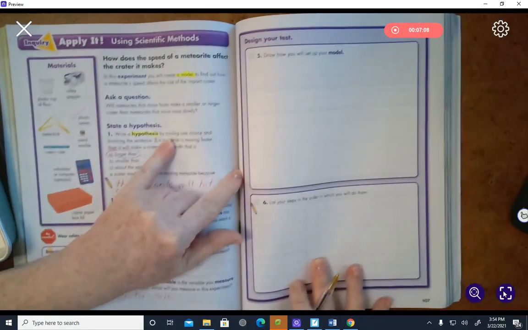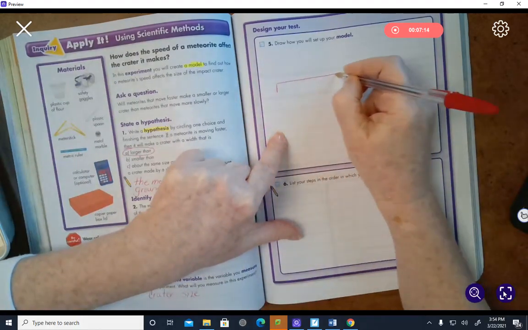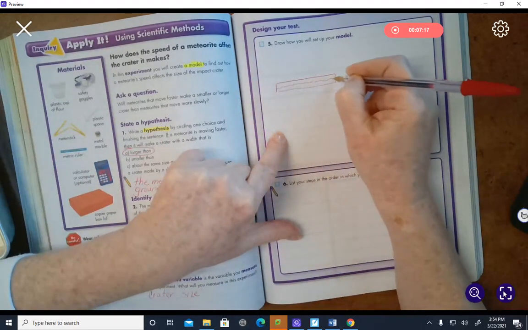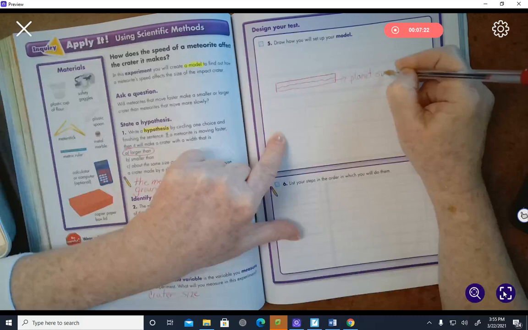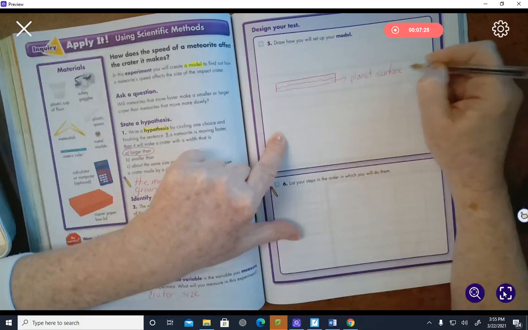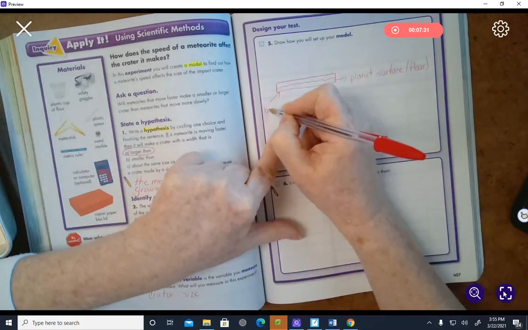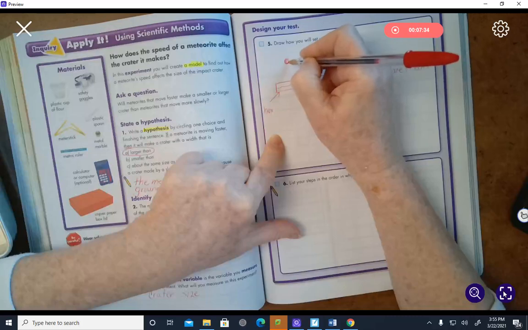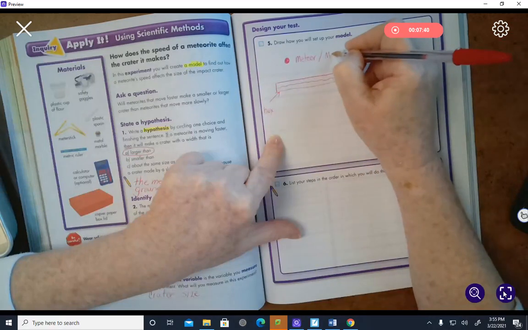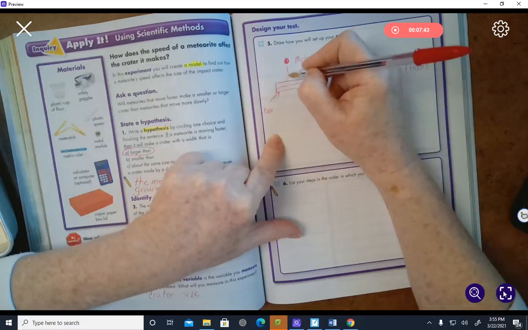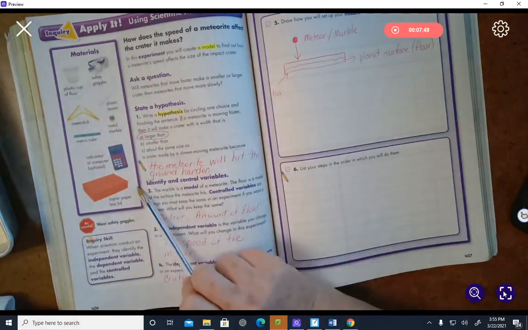And then over here, it asks you to draw how you'll set up your model. So I have the box here, and I have it filled with flour, and you could do planet surface. It's as nice as you want it to be. You could put the word flour, you could put both, and we have here, this is just the box, and this is the meteor or the marble. So that's how I'm going to set it, and I'm going to drop that into the flour.